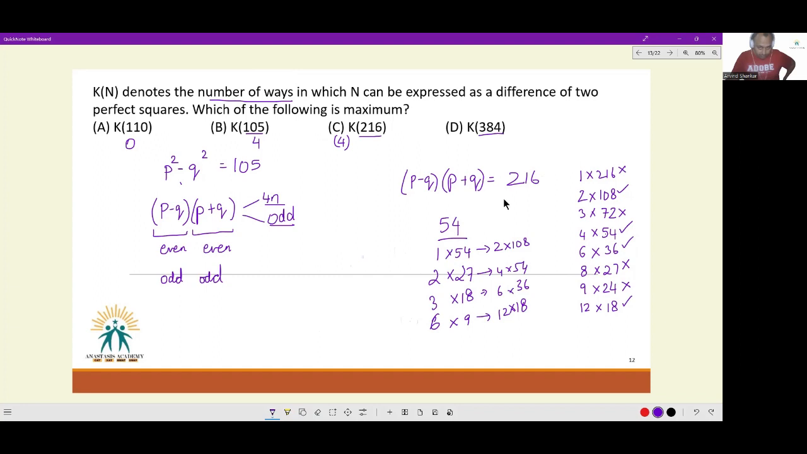In fact, once I take the 4 away, I don't even need to list this down. I can simply find out the number of factors of 54. This is 2 into 3 cubed. So the number of factors here is 8. 8 by 2, 4. And our work has become as easy as it was when we were dealing with an odd number.